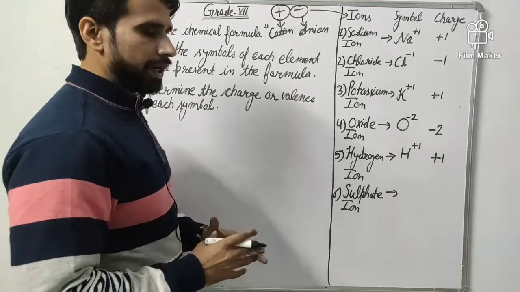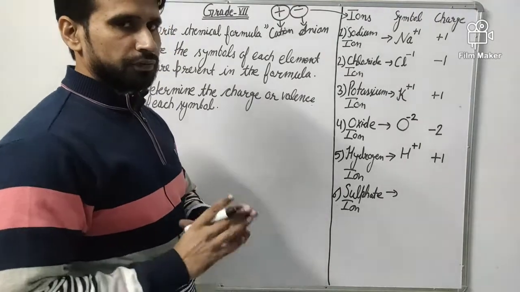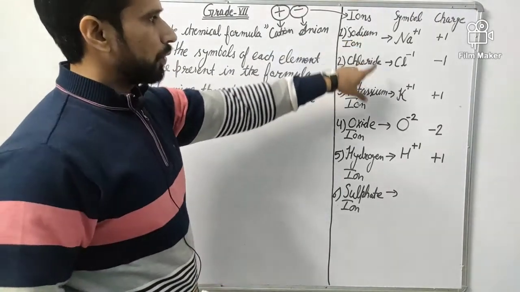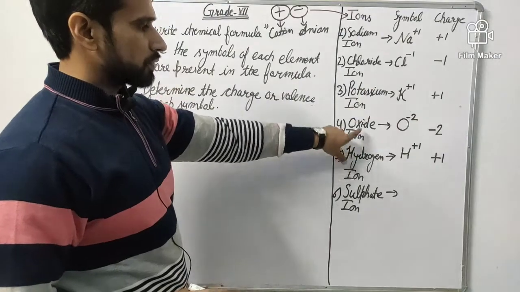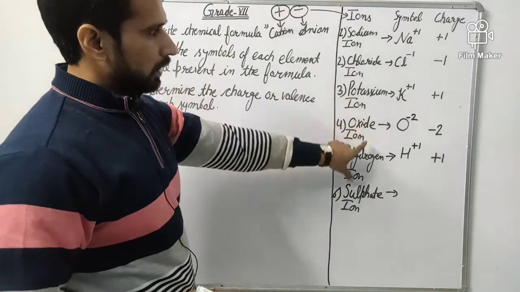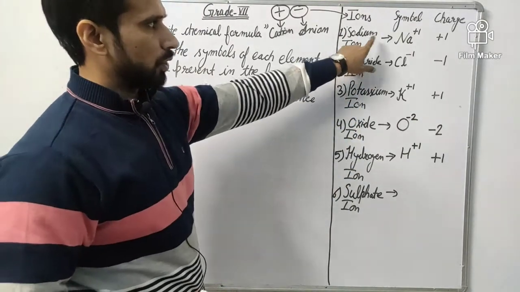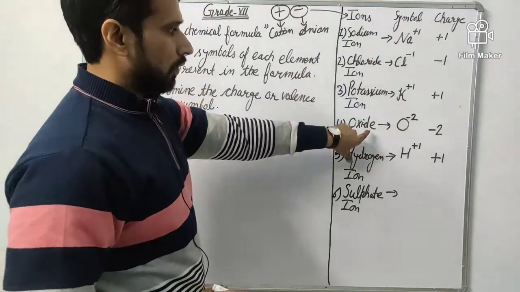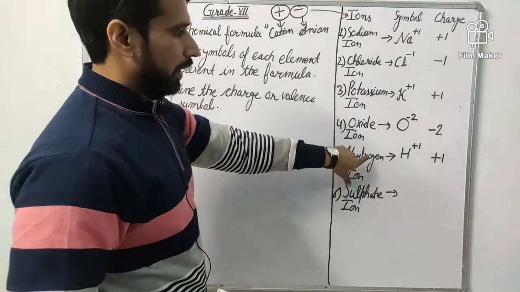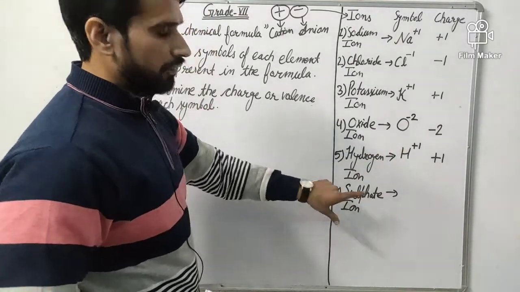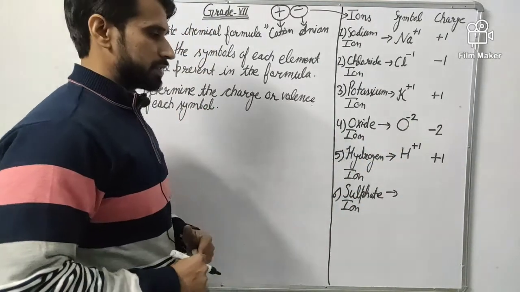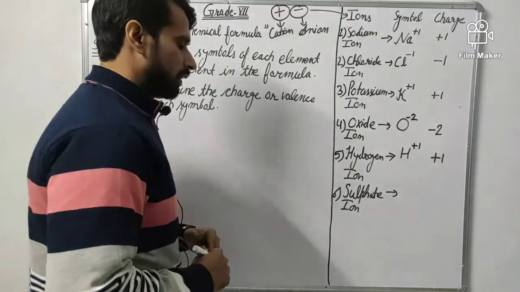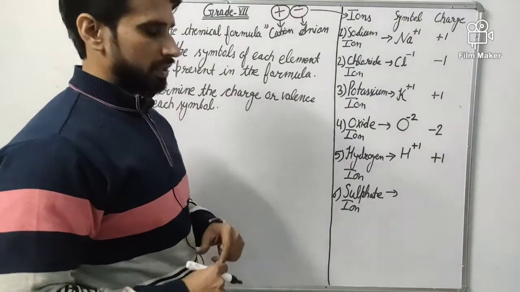Complex means made up of more than one element, unlike sodium ion, chloride ion, potassium ion, oxide ion, hydrogen ion, which all have only one element. Sodium is Na, chloride is Cl, potassium is K, oxide is O2 negative, hydrogen is H positive. Sulfate contains two elements in its ionic form. Such ions are called complex ions.